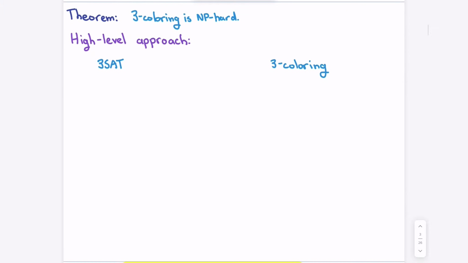All right, so here's our higher level approach. We're going to start with 3 SAT. That seems like a good candidate because it's 3 coloring. And we're going to eventually try to show 3 coloring is hard. But we're going to go through an intermediate problem, which is a little bit more convenient. So I'm going to introduce something called subset 3 coloring. So subset coloring is also a problem.